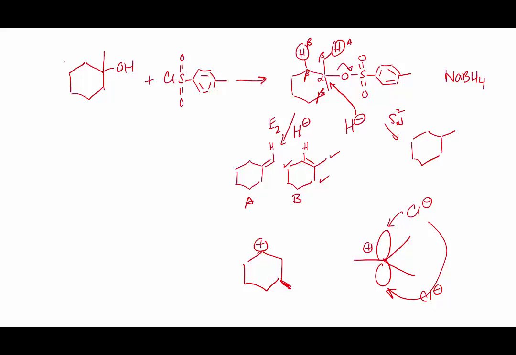When it does 50-50, that means half the time it's above the plane, or above the ring, and half the time it's below the ring. So it's really not that it's adding cis and trans, it's ending up cis or trans. But it's adding above and below the plane of the ring because I formed a carbocation.